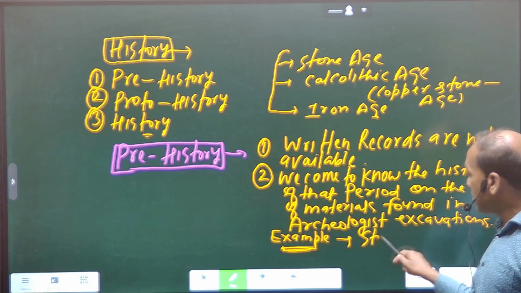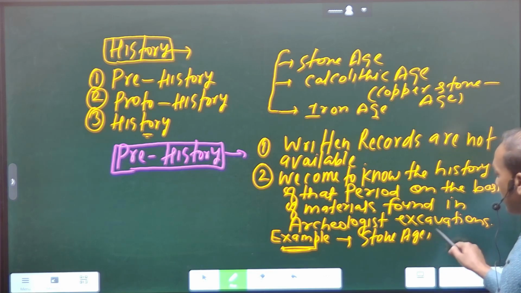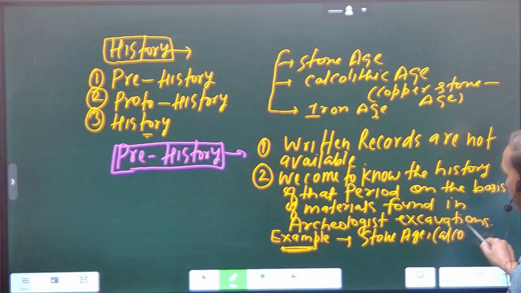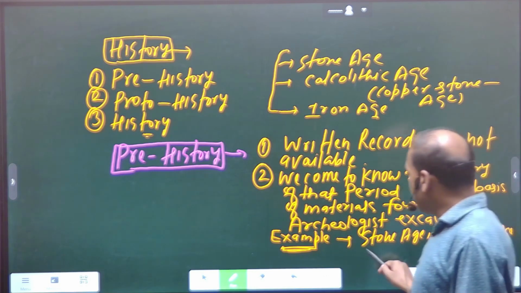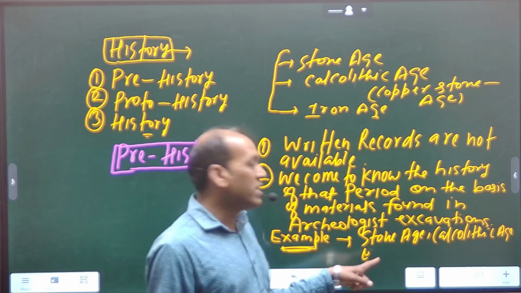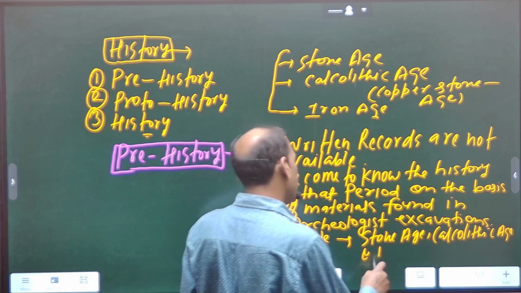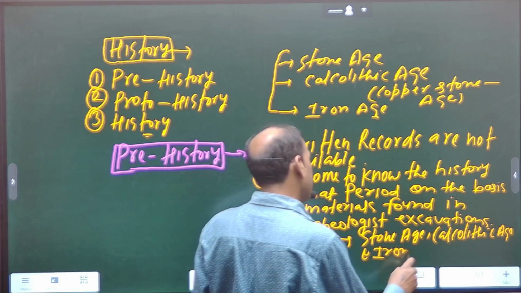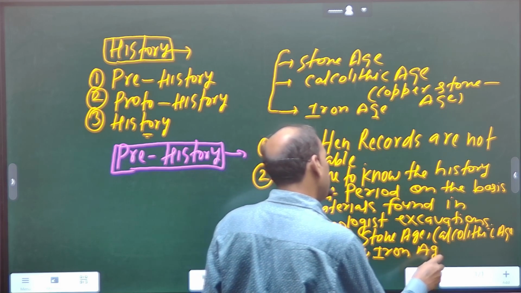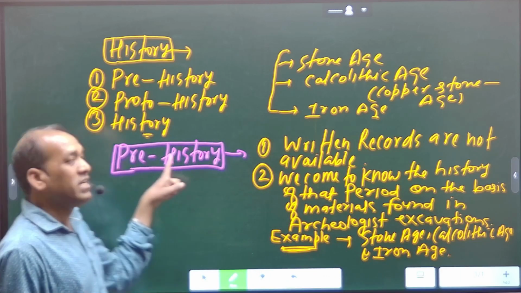In example, you can write Stone Age, Chalcolithic Age, and Iron Age. So this is what prehistory is.